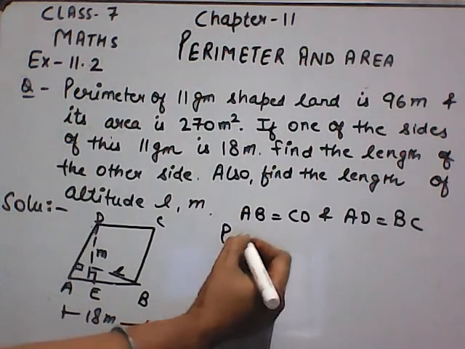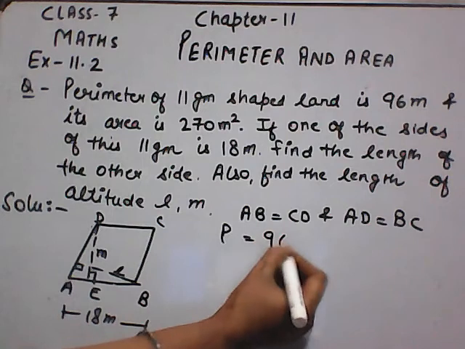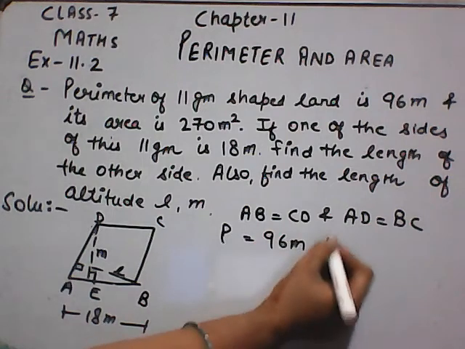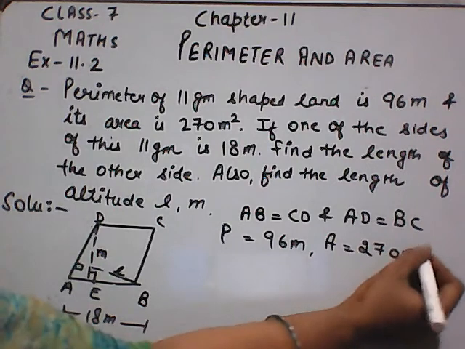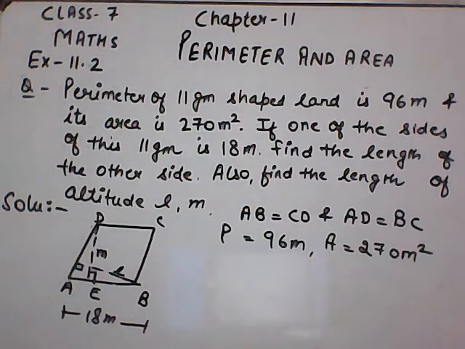Now perimeter is also given to you. Perimeter of parallelogram is given to you 96 meter and area is given to you 270 meter square. Perimeter of parallelogram is 96 meter and area of parallelogram is 270 meter square. It is given to you.